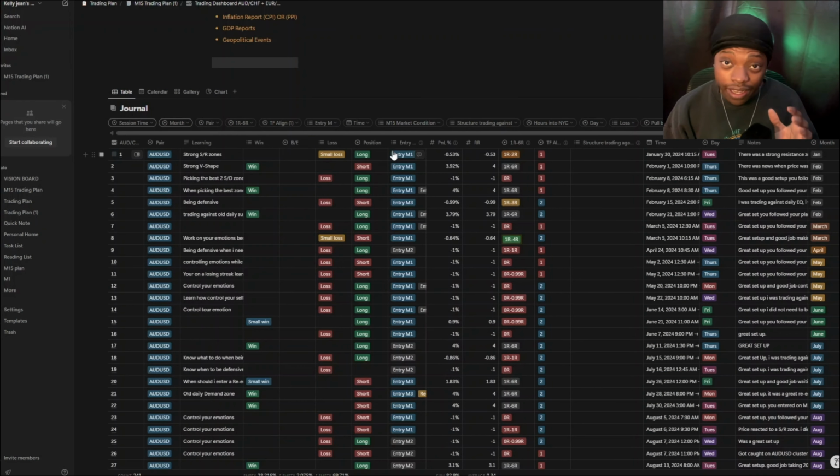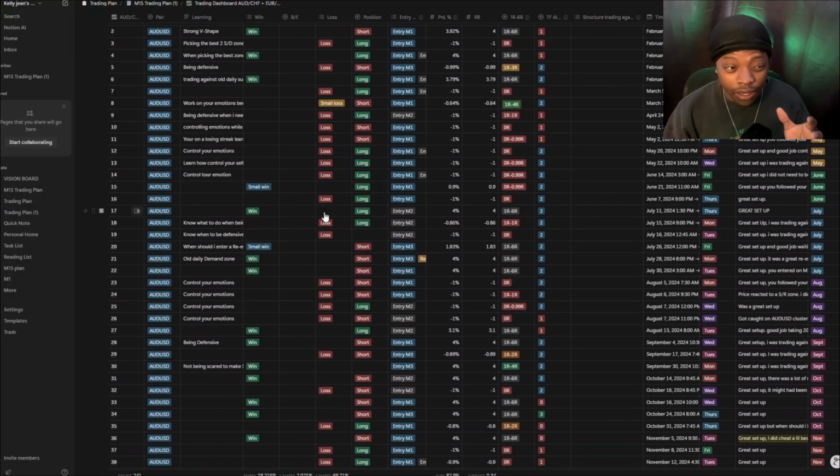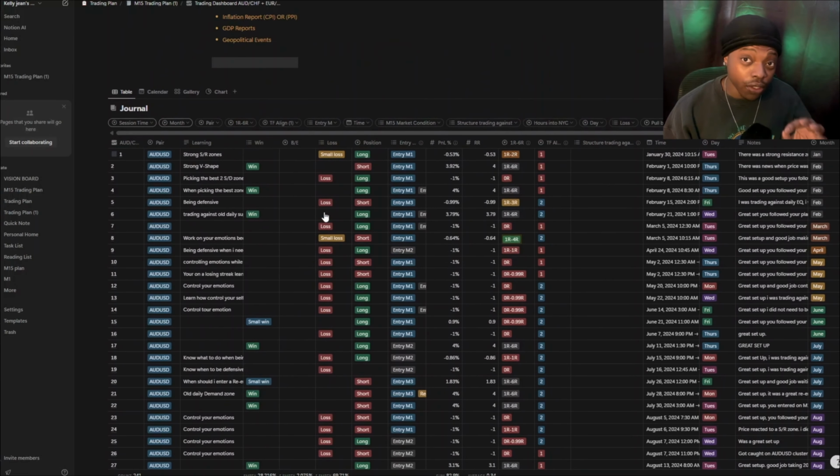Now you might be looking at this and you're like, what am I looking at? What is going on? This right here is my journal. And yes, this journal increased my win rate by a lot. I'm telling you guys, if you implement this, you will be profitable probably in the next 6 months. I ain't gonna hold you, I'm telling you guys the truth.